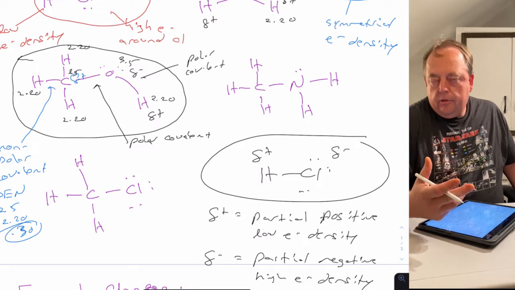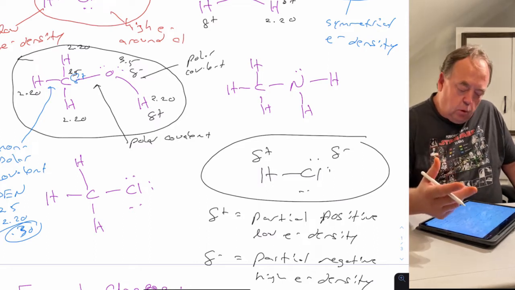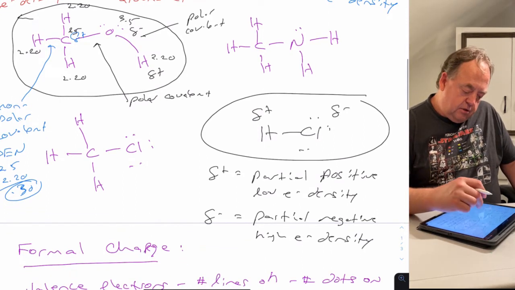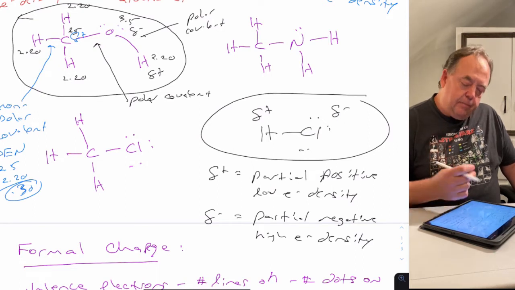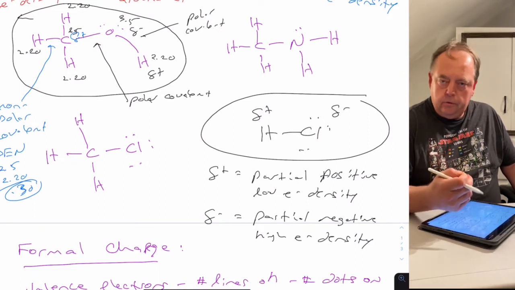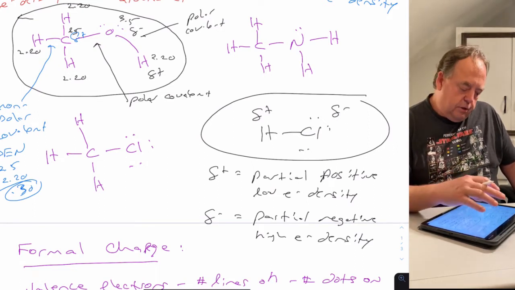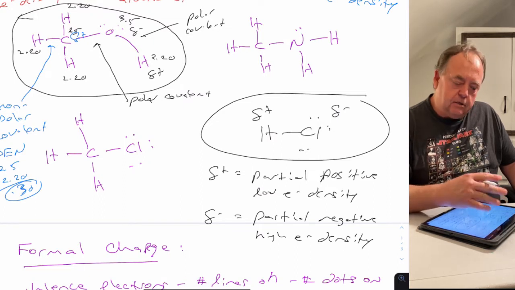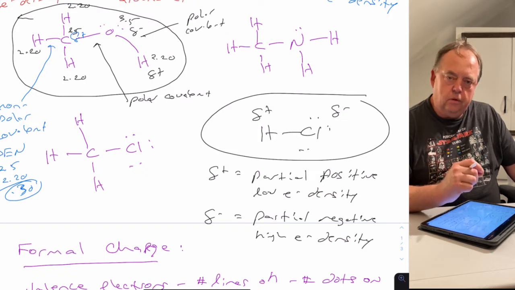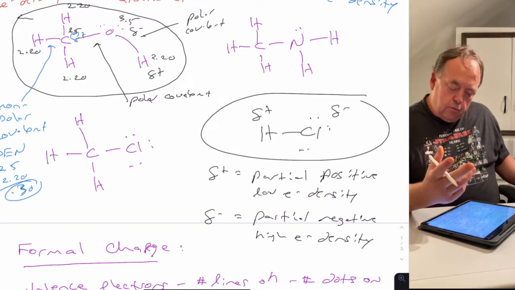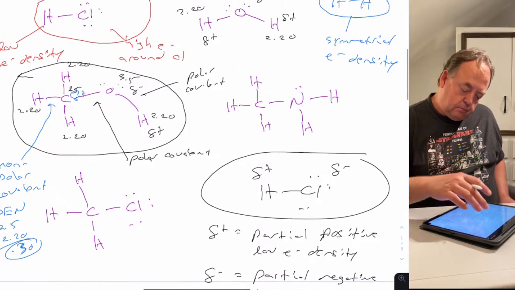So it's less than the threshold of 0.4. So those are non-polar covalent bonds. So even though H is technically partial positive, it's so small that we typically ignore it. So we don't assign hydrogens partial positive on carbon because the positive charge density is really, really small. So we just ignore it.